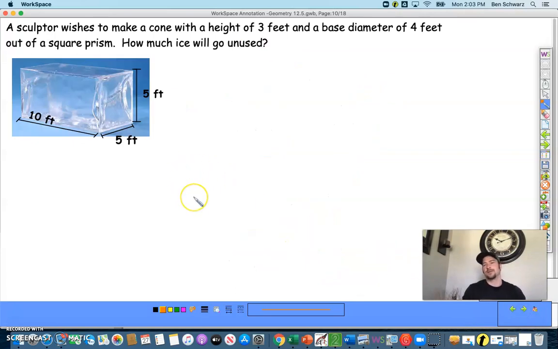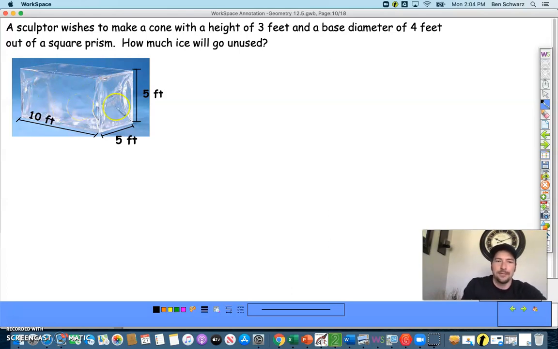All right, last one's a word problem. You have one like this, although it's not in the form of a word problem, but it's the same type of problem. I'll explain why here in a second. So it says, a sculptor wishes to make a cone with a height of 3 feet and a base diameter of 4 feet out of a square prism. How much ice will go unused? So he wants to basically cut a cone out of here. He wants to figure out how much ice is going to be left after he takes it out.